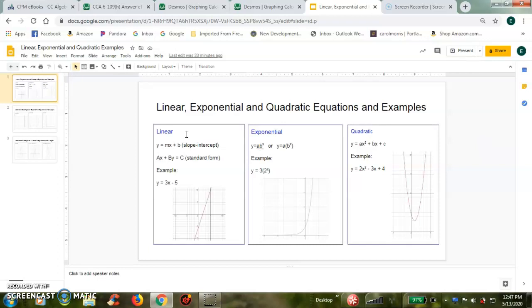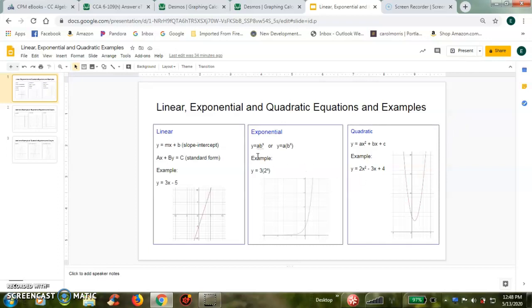So quick review, linear has really two major forms, the slope-intercept form and the standard form for the equation of a line. You should be very familiar with linear equations at this point. Anyway, here's one example, graphed to make a straight line. We're going to be focused more on exponential and quadratic equations for the rest of the year, and largely quadratics.